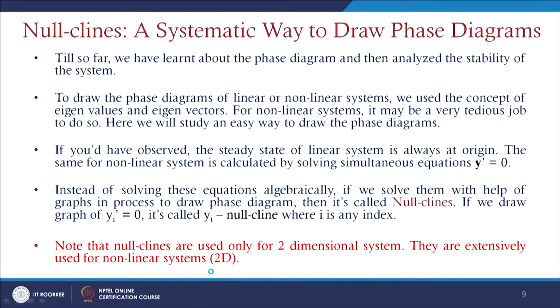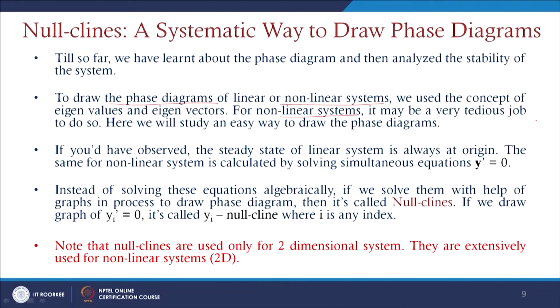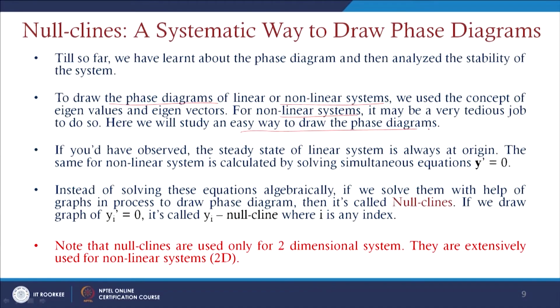So, then we will go for null clines, a systematic way to draw phase diagrams. So far we have learnt about phase diagrams and analyzed the stability of the system. Whenever we draw phase diagrams of linear and nonlinear systems, we used the concept of eigenvalues and eigenvectors. Already we have discussed that for an uncoupled system we use the eigenvalues, and for a coupled system we use the eigenvectors. For nonlinear systems, we used our Lyapunov function for non-hyperbolic cases, and for hyperbolic cases we also used the eigenvalues. And here we will study an easy way to draw the phase diagrams for nonlinear systems.